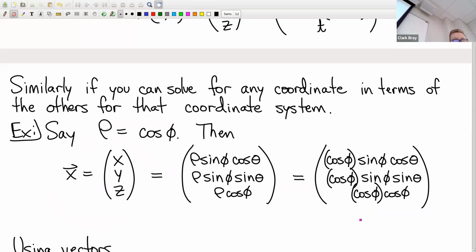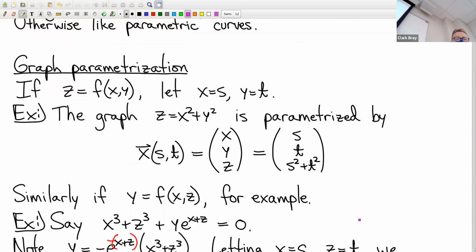Okay. Everybody good? This is my favorite parameterization trick, the graph parameterization. I don't want to quantify, but I'm still going to say that most of the time, graph parameterizations are the easiest way to parameterize something. So that's why I bring you this trick first.